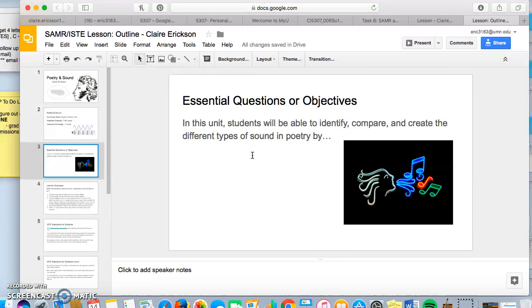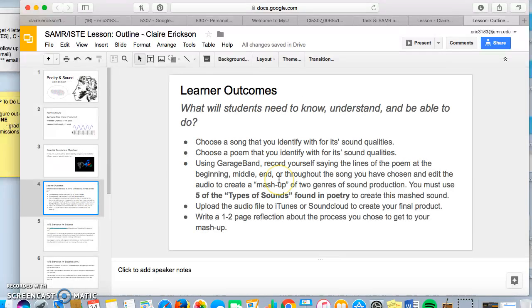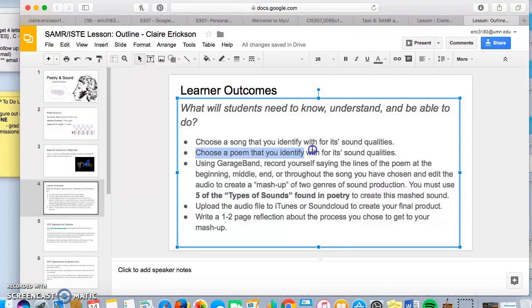The assessment for this lesson would be in their final project, not through a test or quiz. So in order to prove their knowledge and be able to use these types of sound found in poetry, they would first choose a song that they identify with for its sound qualities. This might be a favorite song or a song that they really like the musical aspects, the instrumentals for. Then they're going to choose a poem that they identify with for their sound qualities as well.